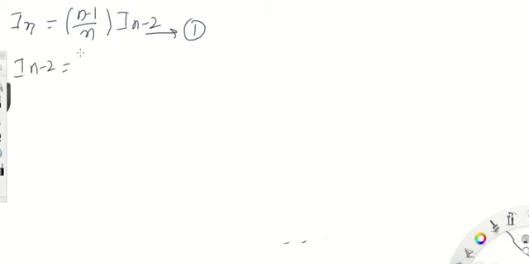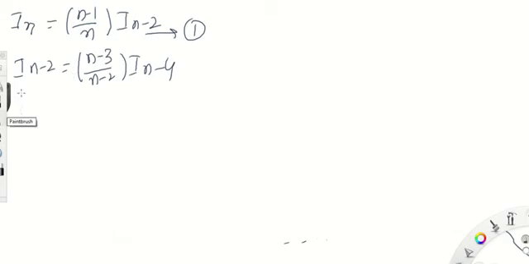In the previous result, the final result we get is I_n = (n-1)/n × I_{n-2}. I am calling this equation number 1. We are replacing n by n-2 in the above result. It becomes I_{n-2} = (n-3)/(n-2) × I_{n-4}.